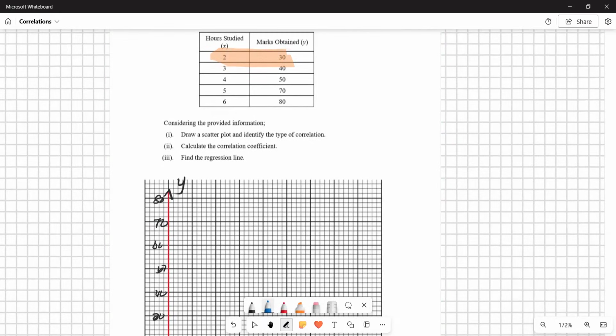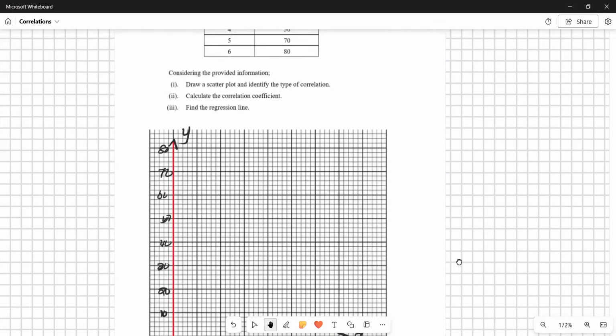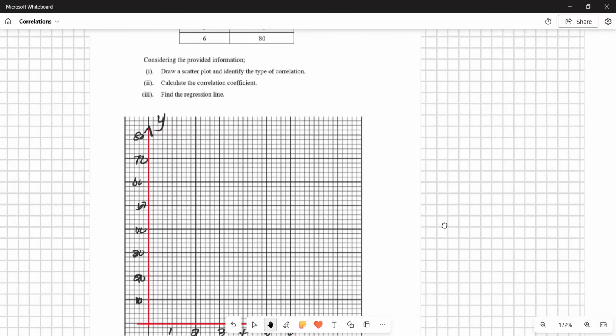Come to the graph: X2, Y30. I call it coordinate geometry. X equals 2, Y equals 30. X2, Y30, somewhere here. Don't join this one. This is my first point.